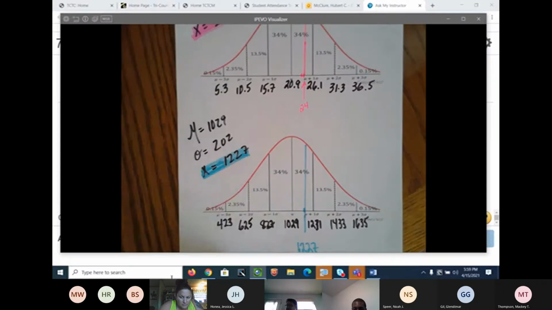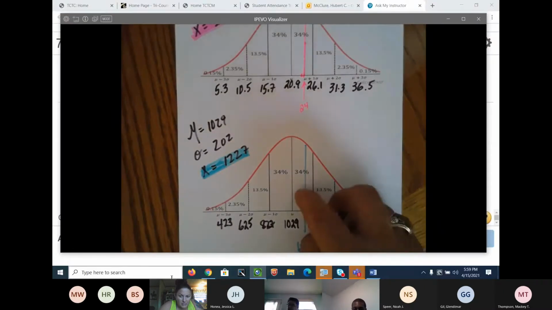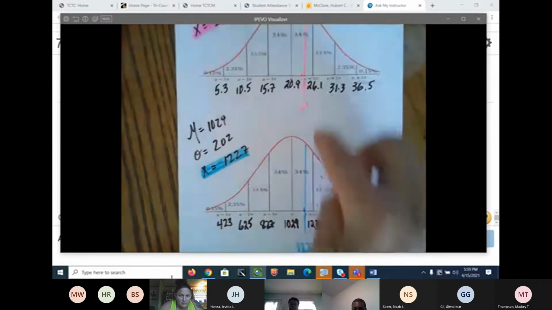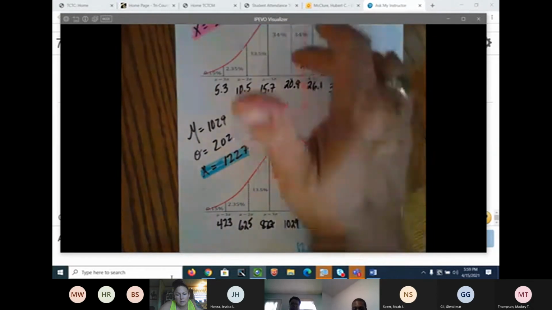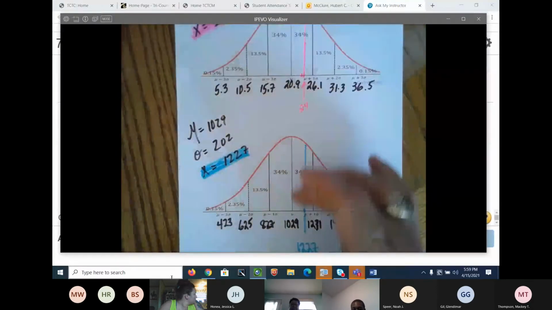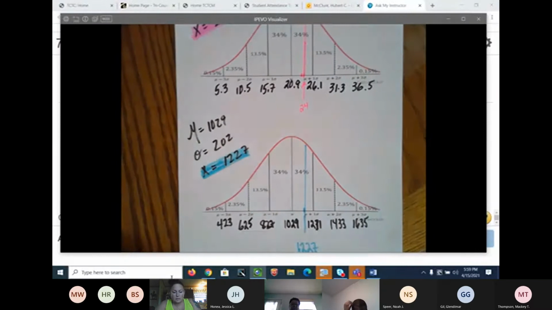Well, they're almost at the same what? They're almost at the same place. Yeah. So you can't really tell anything because you're at the same place. So there's two reasons right here that you can't really tell anything. Okay?